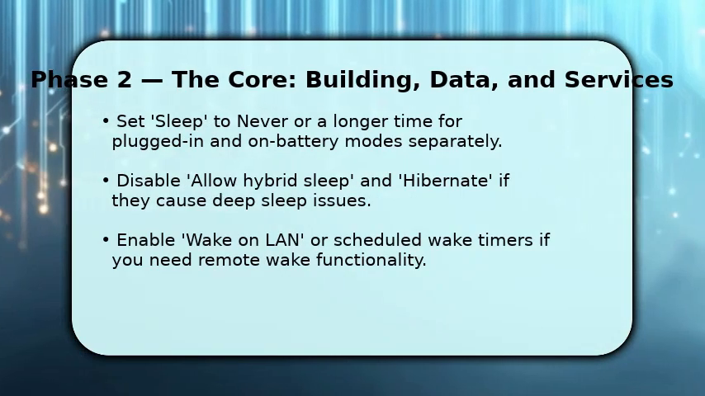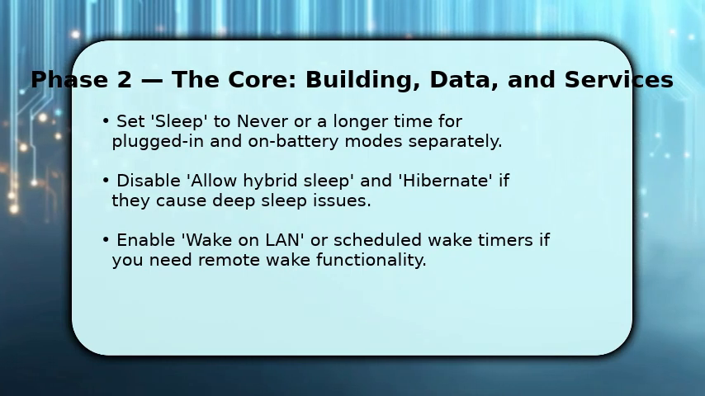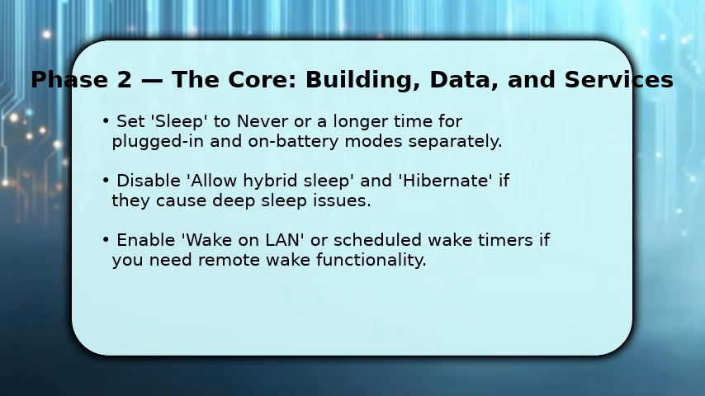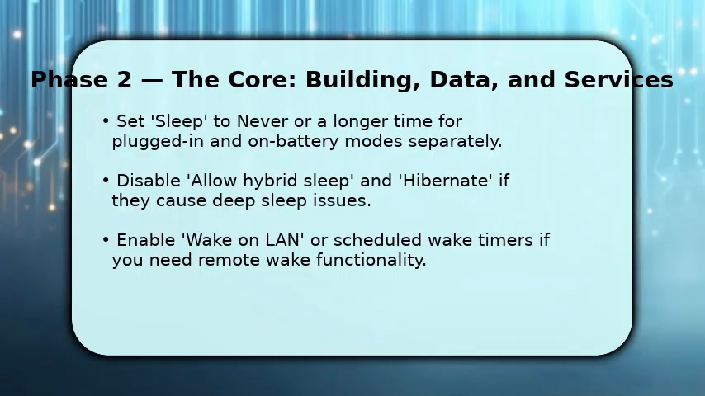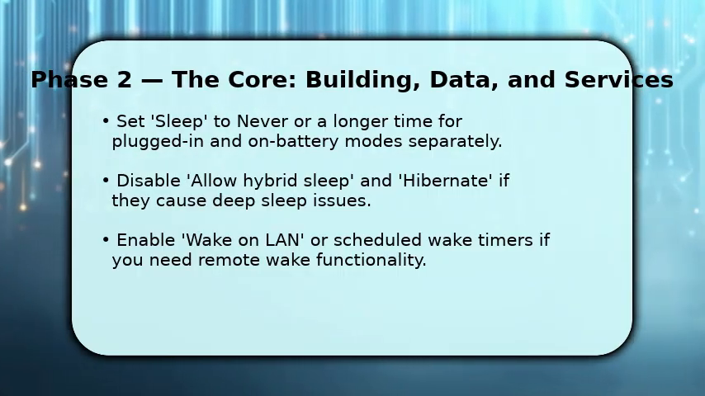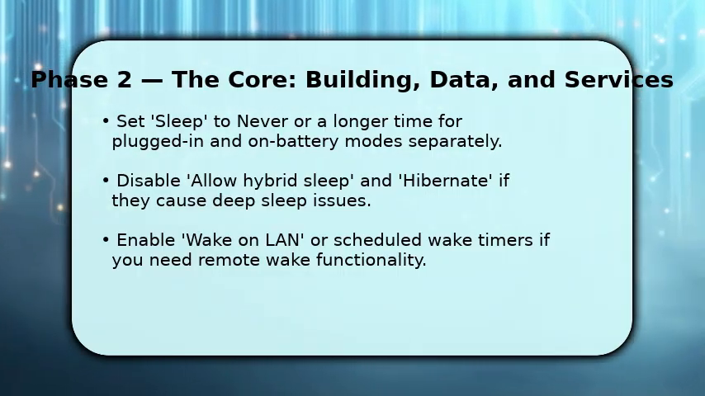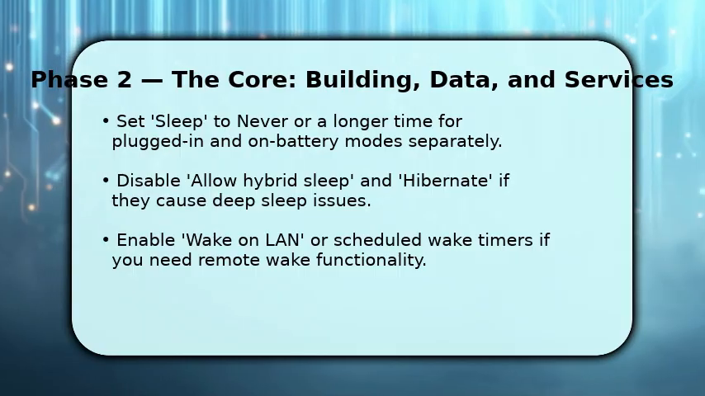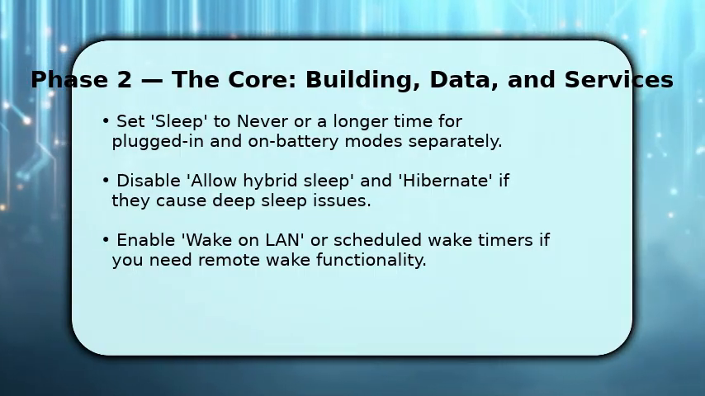Now you change the core settings so the computer stops entering power save modes you don't want. On Windows, pick your active power plan, edit advanced settings, and set sleep and hibernate to never or a longer interval. On macOS, adjust energy saver or lock screen settings similarly.